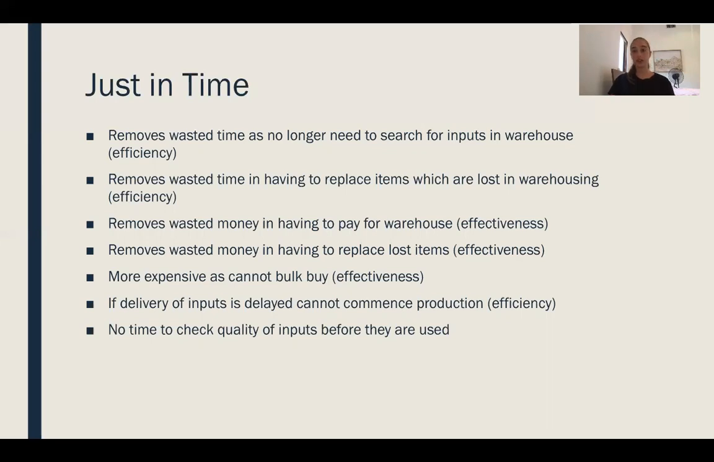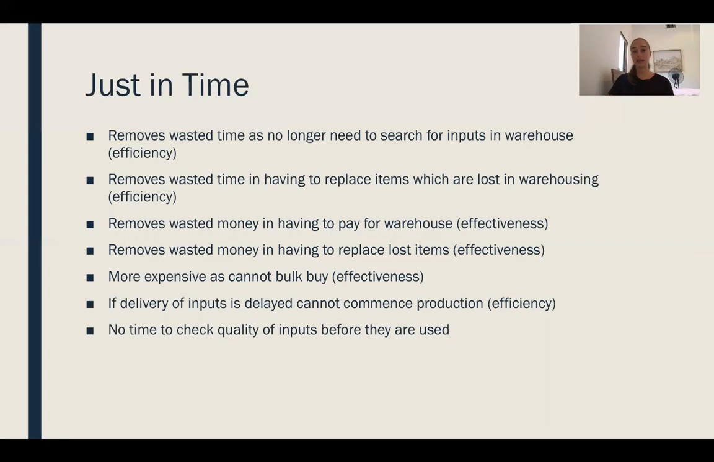The issues with just-in-time, however, is that it may be more expensive for the business because they can't bulk buy. Bulk buying is usually when a supplier will say, if you buy a large quantity of one supply, we'll give you a discount. Whereas that's not really possible with just-in-time, because if you bulk buy, you need to have it sitting in a warehouse for a period of time. Whereas with just-in-time, you have it delivered in smaller quantities.